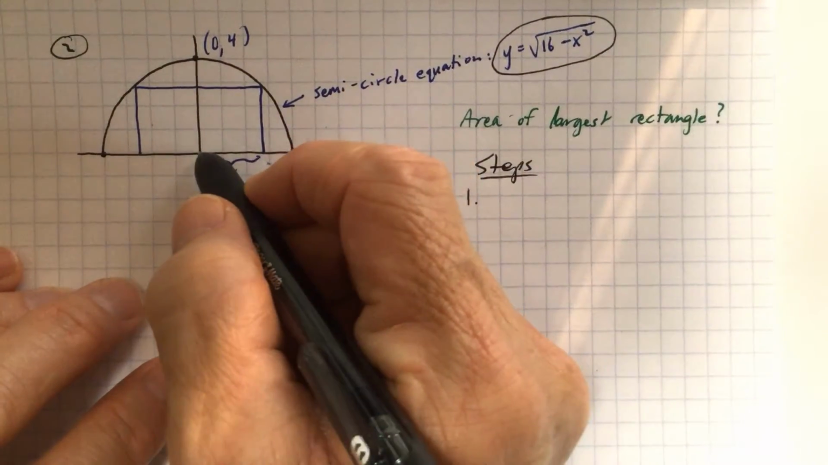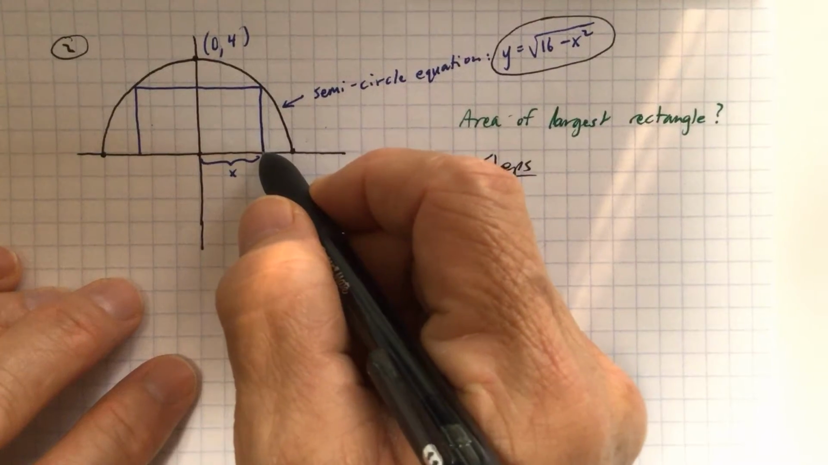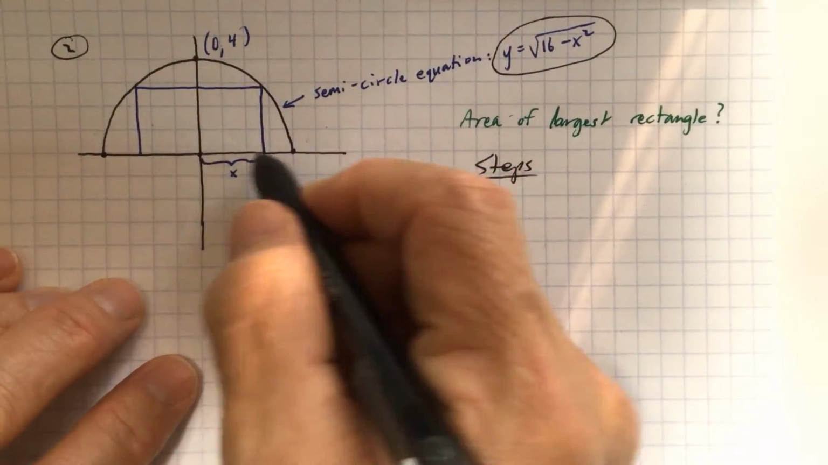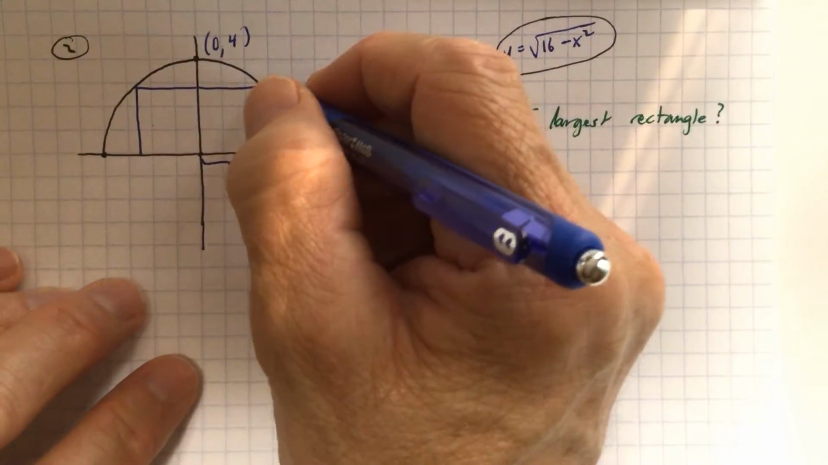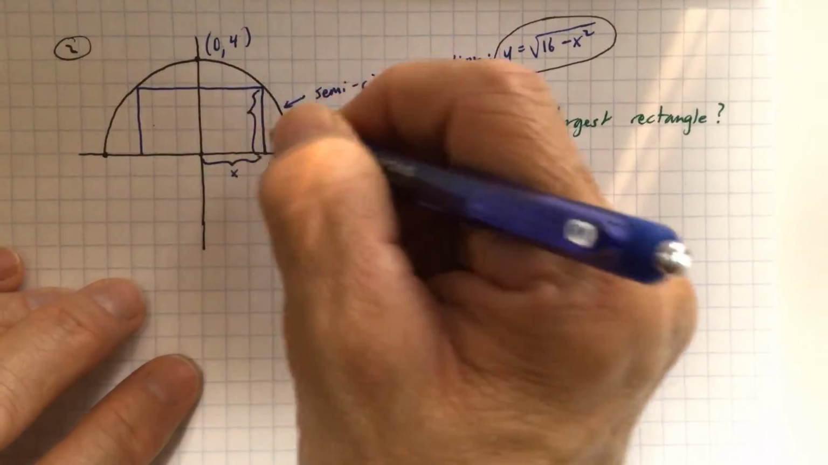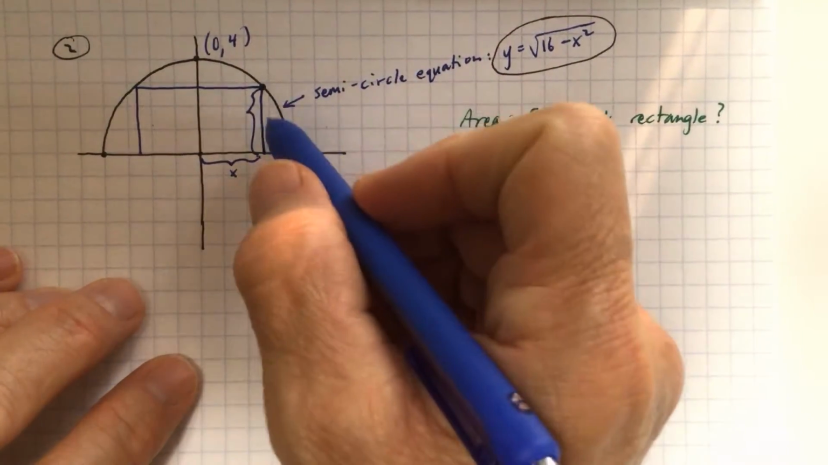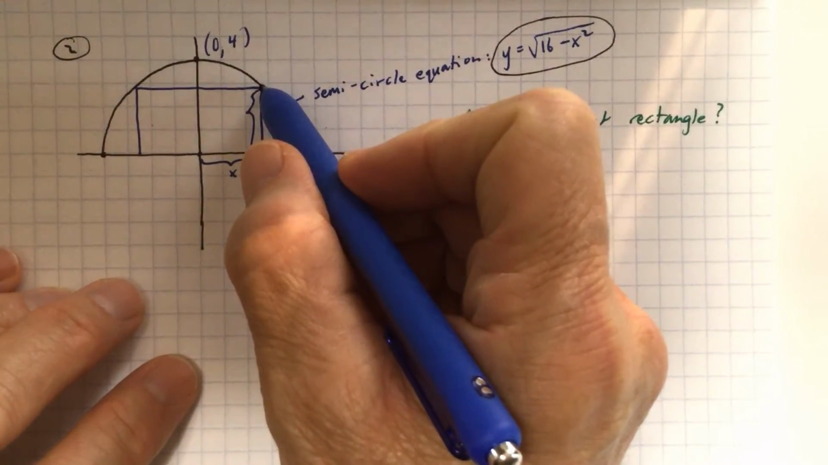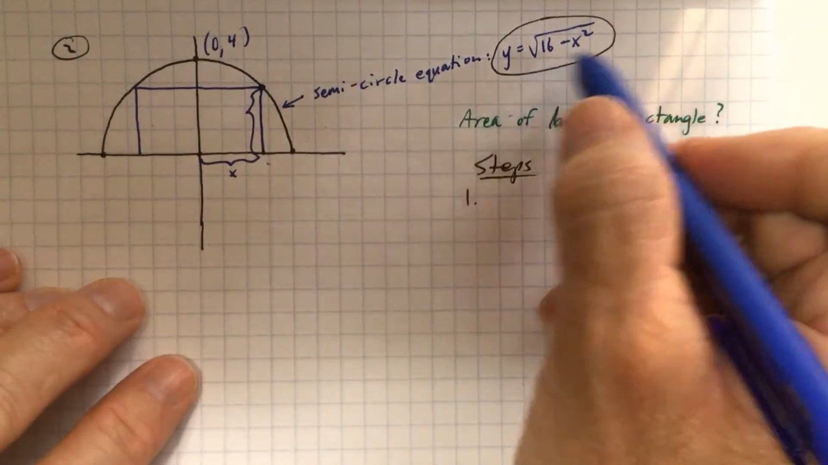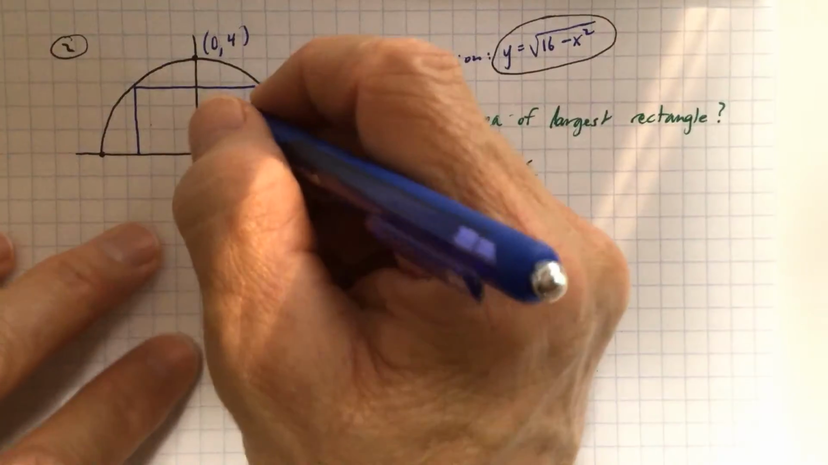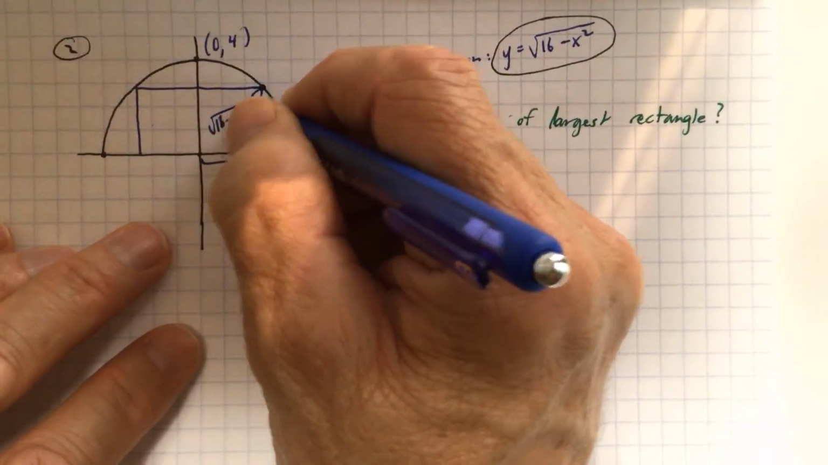And if we label our rectangle from the origin to the right edge of the rectangle as having a length of x, then that would mean that the height of the rectangle has the same value as the y coordinate of that point right there. You go over x and up y. Well, y is radical 16 minus x squared. So that's what the height of this rectangle is.